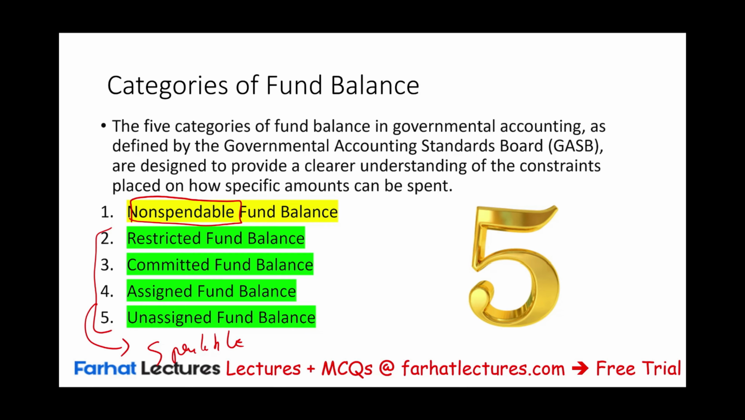Now within the spendable, I listed them from the most restricted to the least restricted. So the restricted fund balance will be the most restricted. Committed will be less restricted than restricted. Assigned will be less restricted than committed and restricted. And unassigned is not restricted in any way, shape, or form, committed or assigned. So that's why I have them this way.